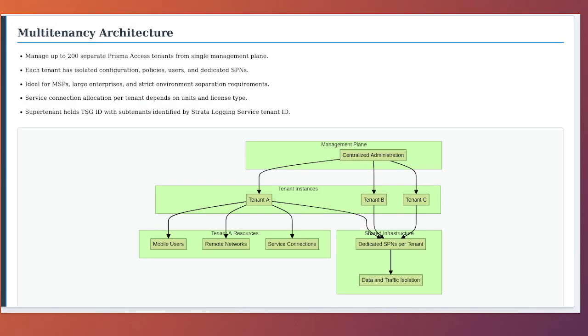Multi-tenancy architecture. Prisma Access multi-tenancy enables organizations to manage multiple separate Prisma Access instances from a single management plane. This is particularly valuable for managed service providers, large enterprises with distinct business units, or organizations that need to maintain strict separation between different environments. The diagram illustrates the multi-tenant architecture.